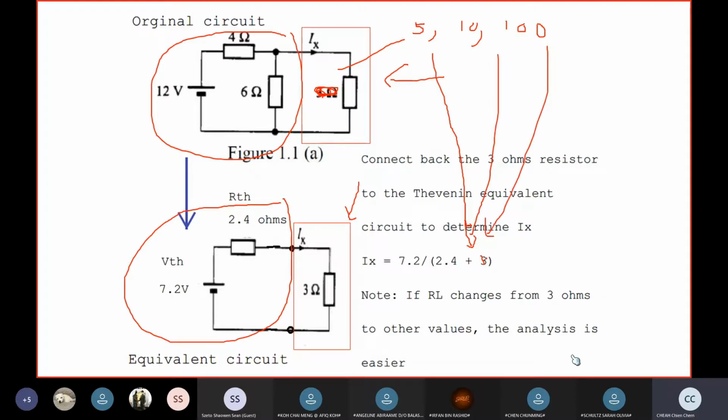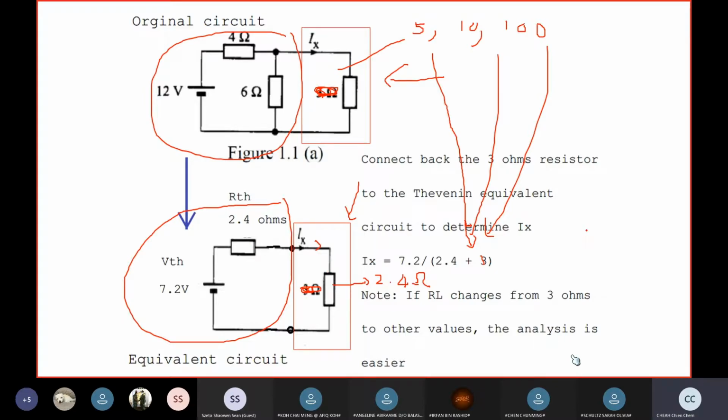So this method is useful if the load is changing frequently, and it is also useful to calculate the maximum power. Once you see the maximum power, then you can just straight away use Thevenin's equivalent. Now, maximum power is drawn when the load resistance is equal to the Thevenin's resistance, which means that you should change your load to 2.4 ohms, then maximum power will be delivered to this load.